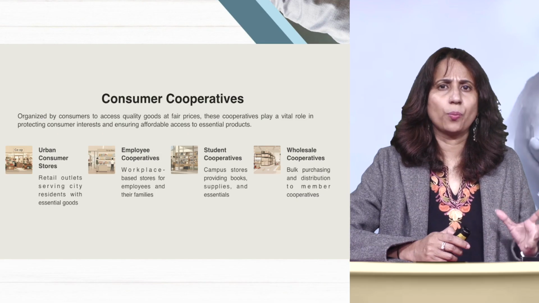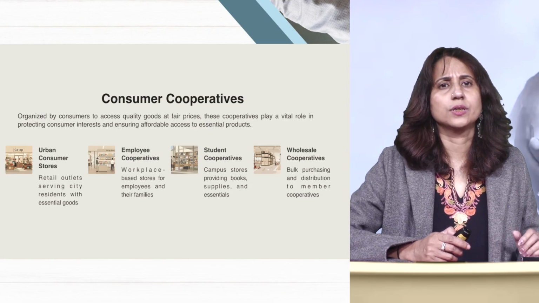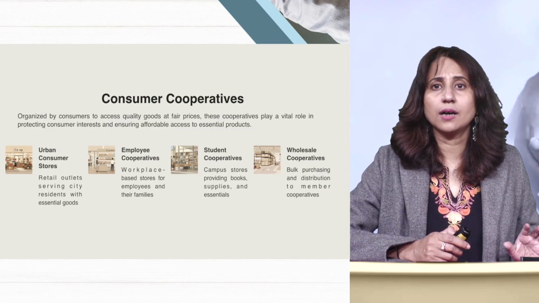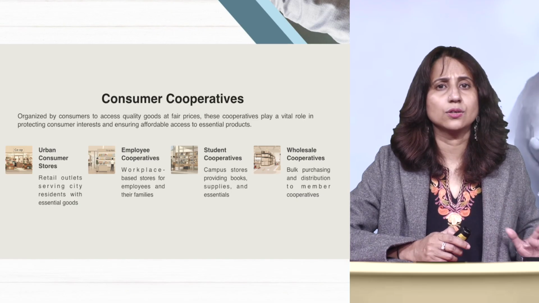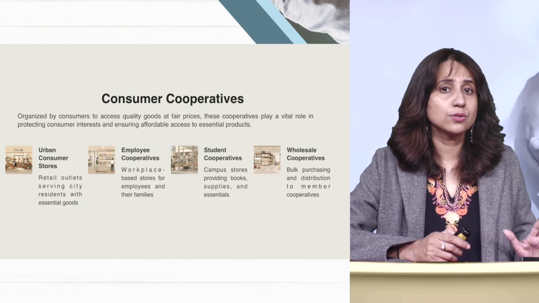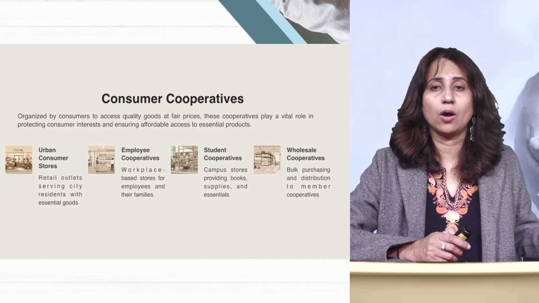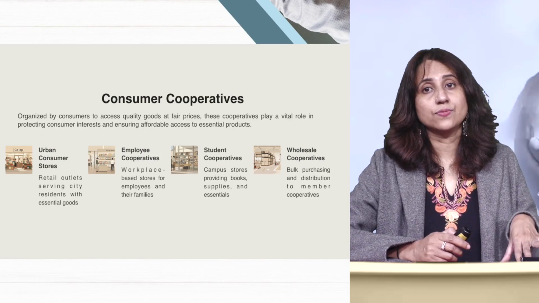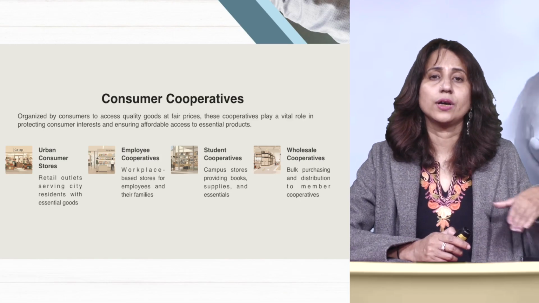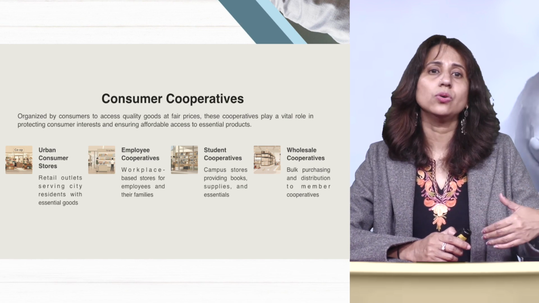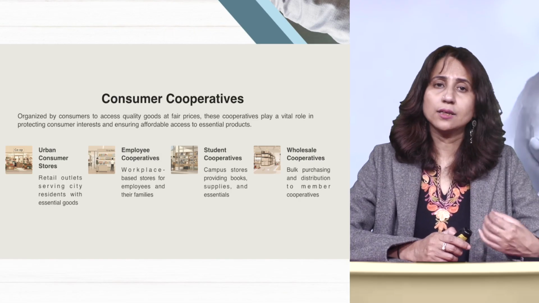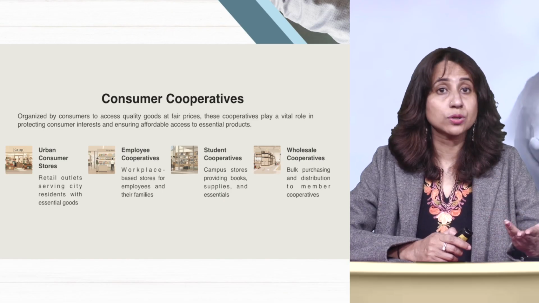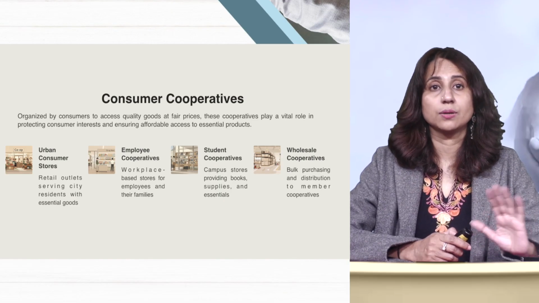When we talk about consumer cooperative types, there are certain types of consumer cooperatives. First is the urban consumer stores, which operate retail outlets in cities and towns, providing groceries, household items, and consumer goods. Then we have the employee consumer cooperatives formed by the employees of large organizations, government departments, or individual establishments. These cooperatives operate stores within or near workplaces, offering convenience and often better prices to the employee members. Then the student consumer cooperatives. These are organized in educational institutions to provide books, stationery, and other student needs at reasonable prices.